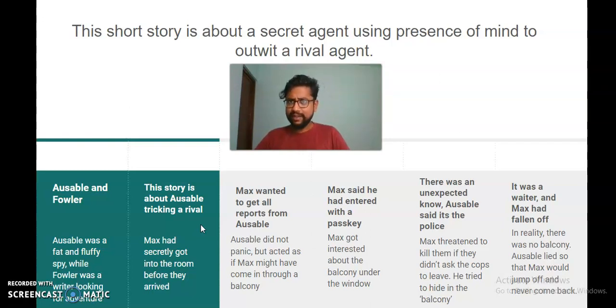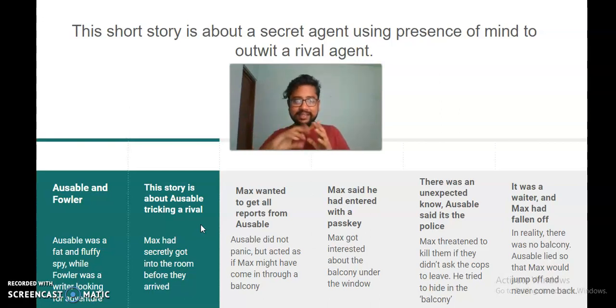Ausible did not panic. Instead of panicking the moment Max wanted the gun, he was like, oh my goodness, how did you come in? I knew you came in through the balcony under my window. So he kind of told a story that there's a balcony under his window through which he told Max he must have come. And he also said that he wanted the hotel management to close the balcony, to shut it, because even last month, two people came into my room without my permission. And Max was really convinced there's a balcony.